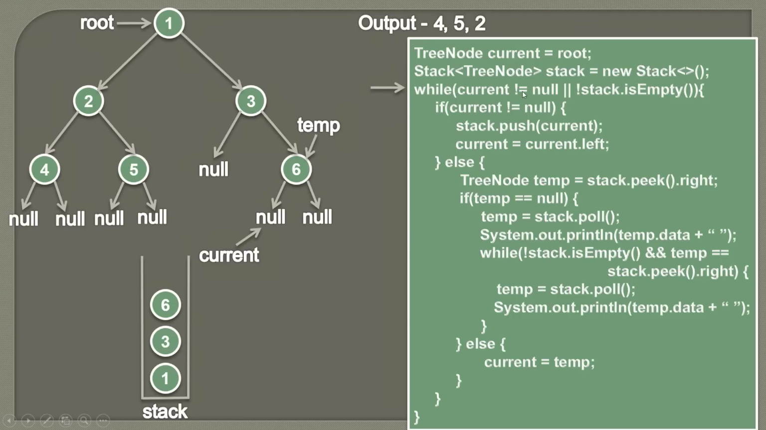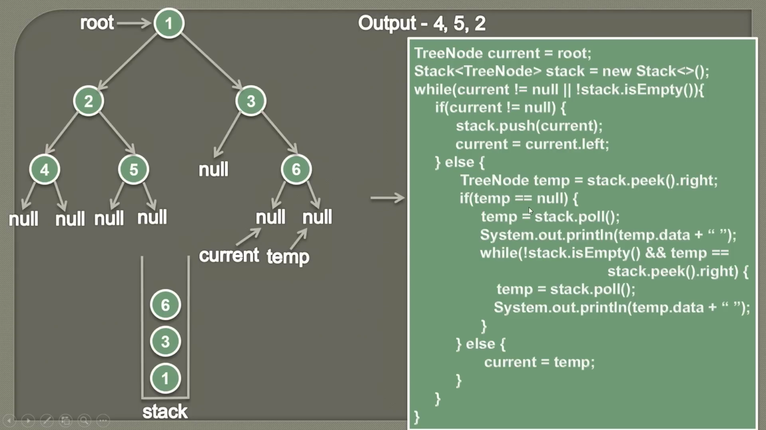Current is equal to null, but stack is not empty. So this condition comes out to be true. And overall condition comes out to be true because of this OR operator. Here the if condition comes out to be false because current is pointing to null. And then we simply assign stack.peek.right to temp. So stack peek is node 6, this node, and its right is this node. So temp will now point to null.